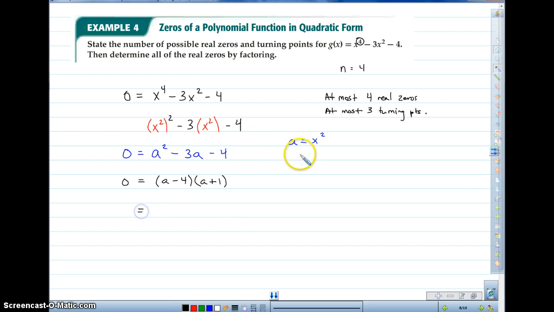And then if we're trying to solve for x, we need to replace the a's back with the x squared that we had them originally set equal to. So then this will turn back to x squared minus 4 times x squared plus 1. And we can factor once more. This is a difference of squares. X squared minus 4 factors to be x plus 2 times x minus 2. And you cannot actually factor this one. So this is x squared plus 1. You have to leave it like that.